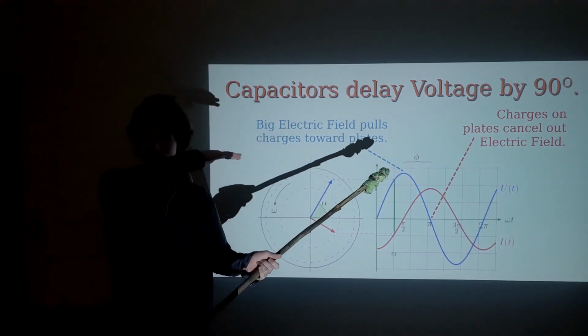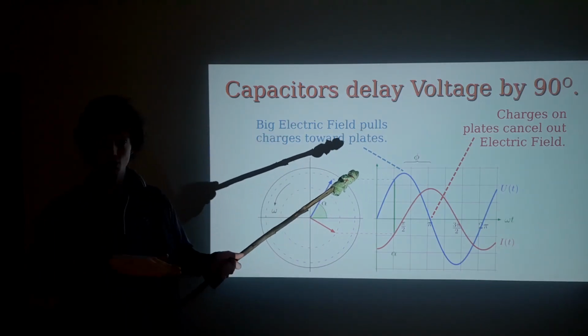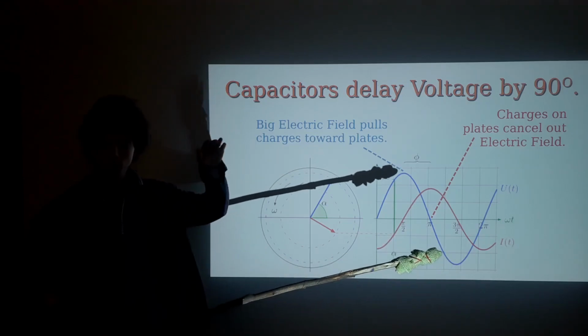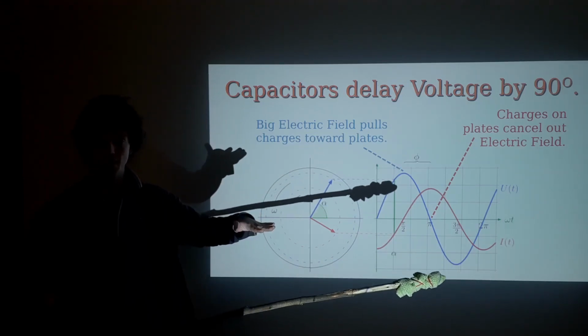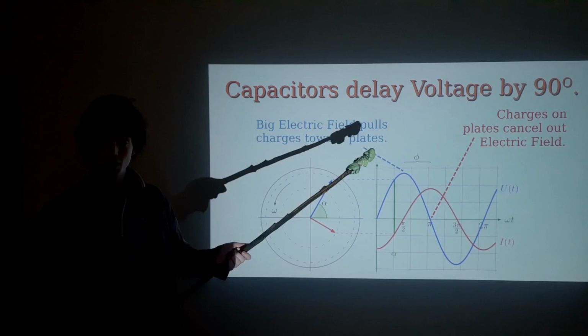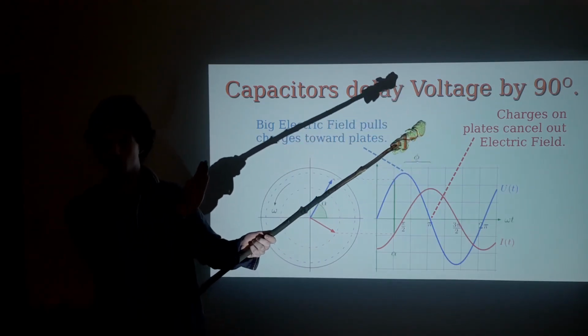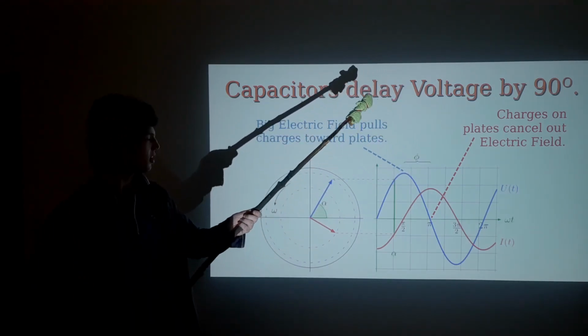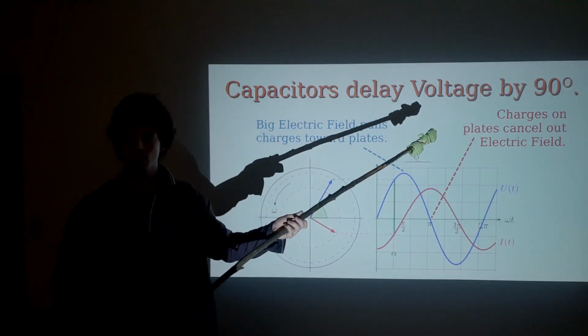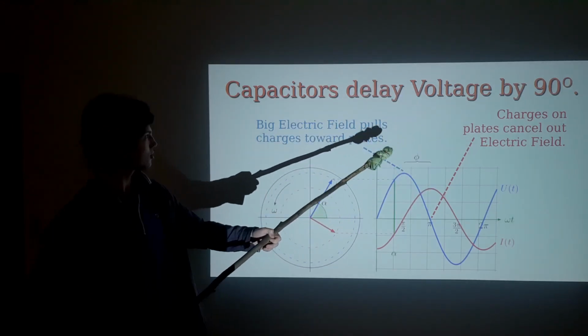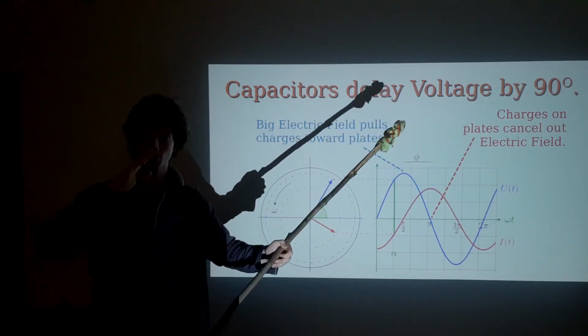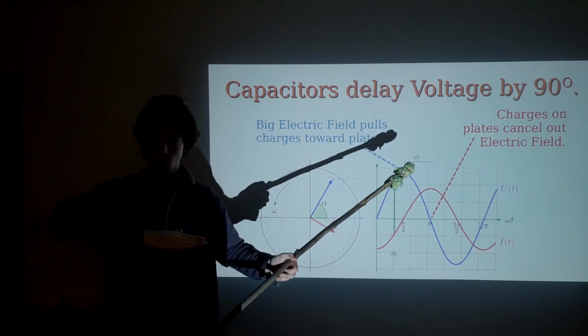Because in a capacitor, we've got two plates and we have a charge across the plates. And the voltage will be proportional to that charge across the plates. However, the current is proportional to how quickly the charges are accumulating onto the plates. So the current and the voltage will actually be out of phase. The voltage will lag behind the current by a phase shift of 90 degrees.